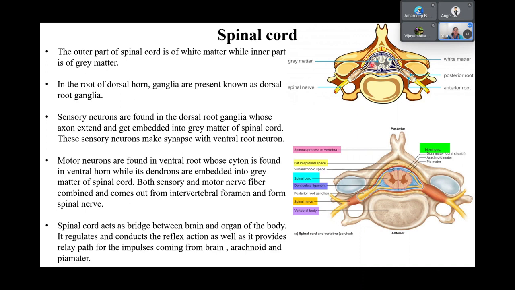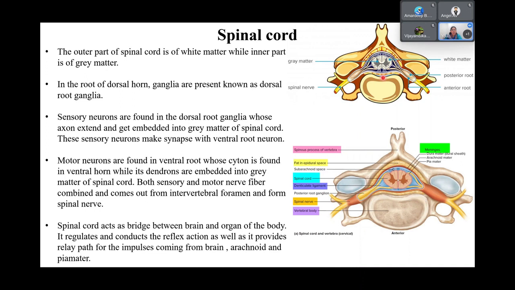And at the root of these dorsal horns, on the dorsal side, you will have the dorsal root ganglion, as we have just mentioned. Here you have sensory neurons whose axons extend and get embedded into the gray matter. The ganglion is basically a collection of nerve fibers. From here, the nerve fibers differentiate into different parts of the brain, different parts of the system. So sensory neurons are part of the dorsal root ganglia. All the sensory information that the spinal cord receives as a cue is received in the dorsal ganglion. While the motor neurons, the ones which actually carry out the activities, are found in the ventral root.